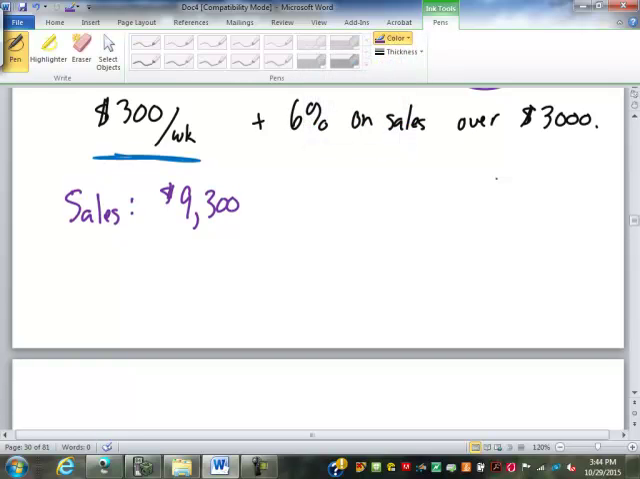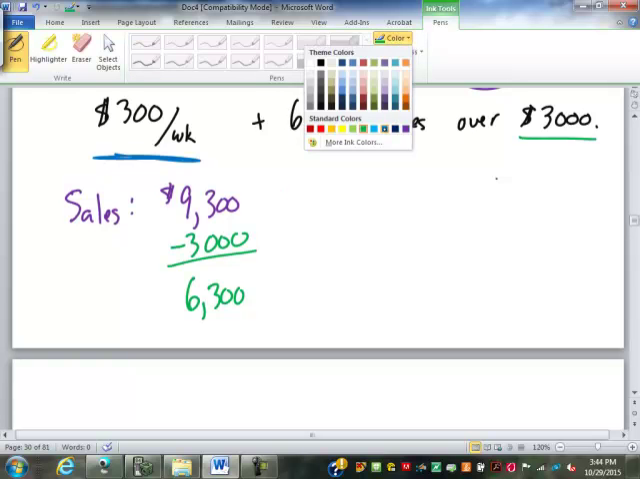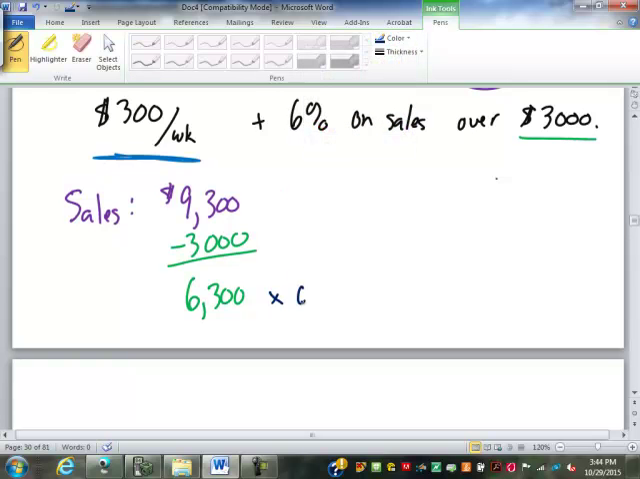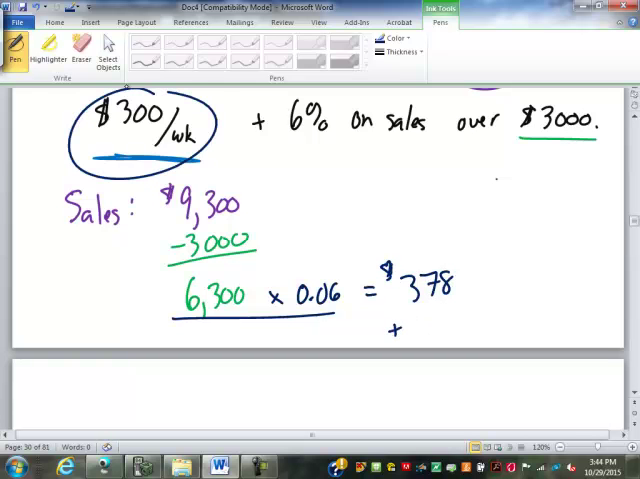Well, the first thing we have to do here is we're not going to figure out commission on $9,300. It's going to be commission on, subtract the $3,000 base, $6,300. That amount is going to be multiplied by the 6%, 0.06, which is going to give us $378. Plus the $300 per week, $678 to pay for the week. Make sense? Okay.